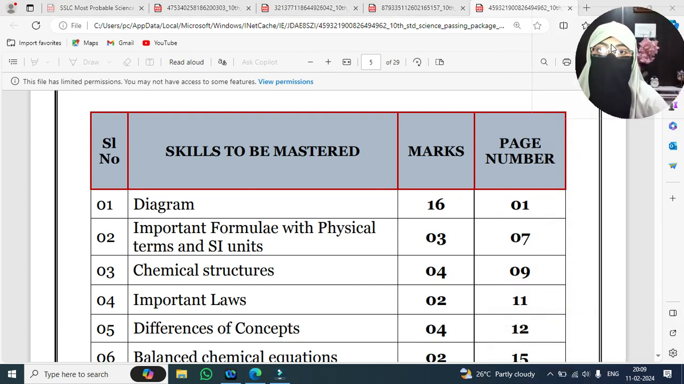In this video we will be discussing the passing package for the SSLC students for the science subject. Okay, so for the science subject we have designed a passing package as usual that will help them to gain at least 50 marks. Basically, if they learn the things that we are going to discuss today, they will be able to score 60 and above.